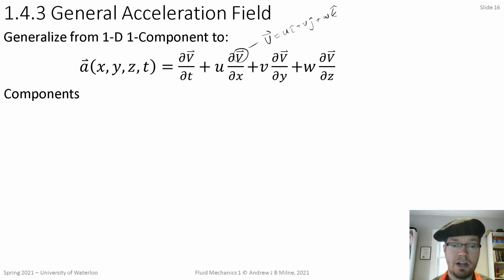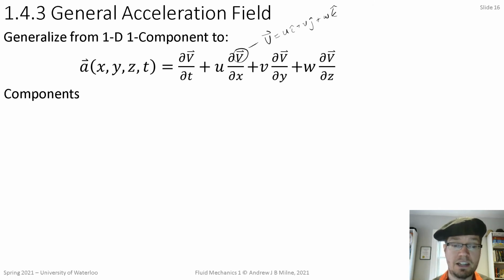We consider the change in v with respect to time, the change in v with respect to x, y, and z. And for the 3 x, y, and z, we multiply by the change in x position with respect to time, u, change in y position with respect to time, v, change in z position with respect to time, w. So the exact same process that we did for the 1D one component case, just expanded out.